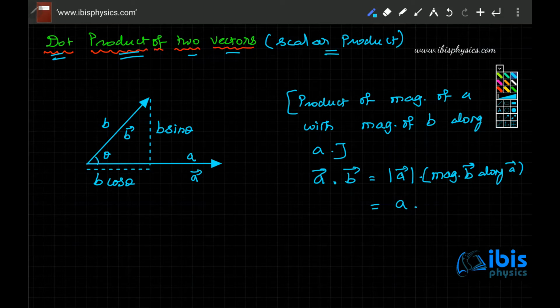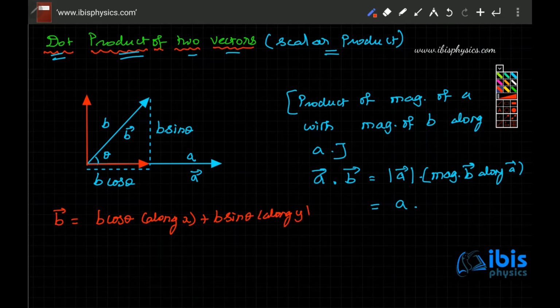B has two effects. So if you want to write it in the vector form, this is B cos theta and this is B sin theta. But this B sin theta will not act in this way, because this is the point of action. The B sin theta will act from here. So the B vector has got two components, B cos theta and B sin theta. So you can write B vector like this. B vector is B cos theta along x plus B sin theta along y.